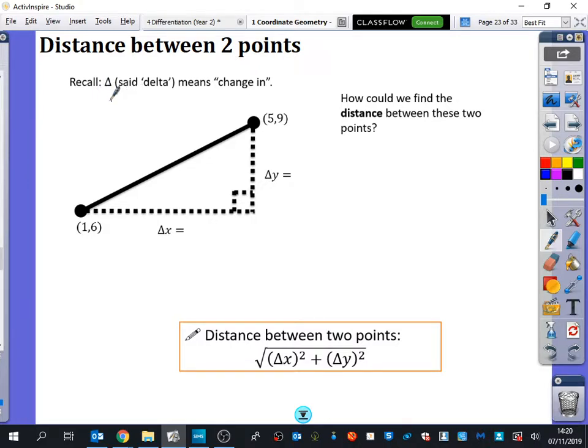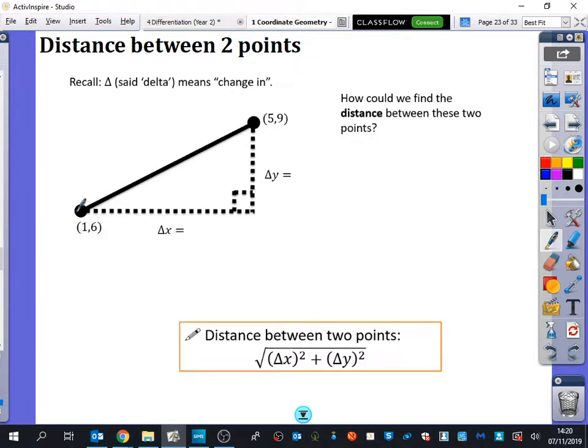Just a quick reminder that I've written at the top, this triangle, which is the capital letter for delta, means the change in. So I've got this diagram, I've got 2 coordinates. I've got the coordinate 5, 9 and the coordinate 1, 6. And I want to find out the distance between these 2 things that I've got here.